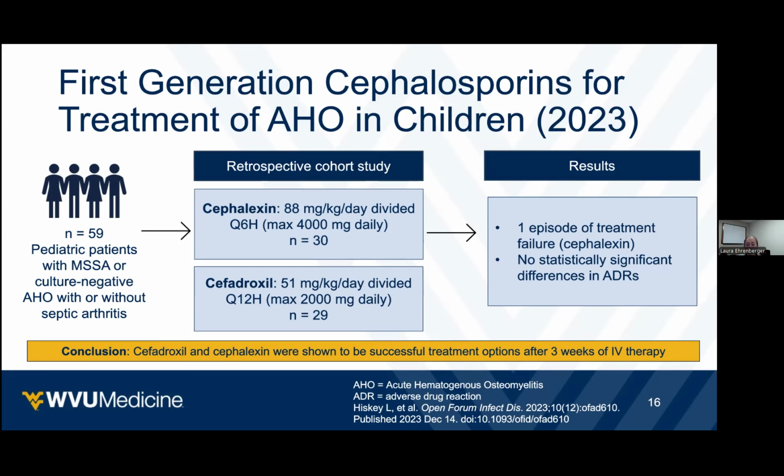They only found one episode of treatment failure in the cephalexin group, but no statistically significant differences in adverse drug reactions between them. So this study concluded that the use of first-generation cephalosporins taken orally were shown to be successful treatment options after about 3 weeks of IV therapy.